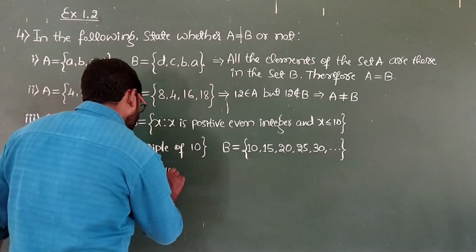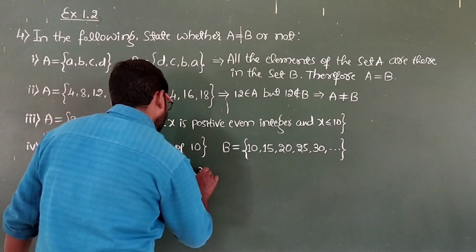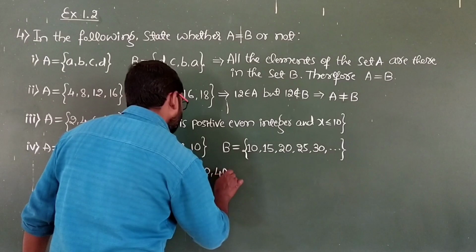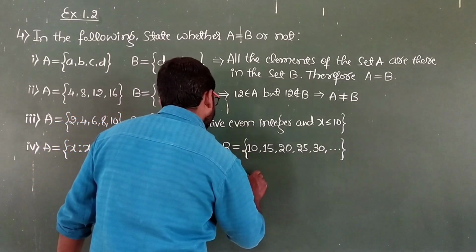10, 20, 30, 40, 50 and it continues. Three dots.